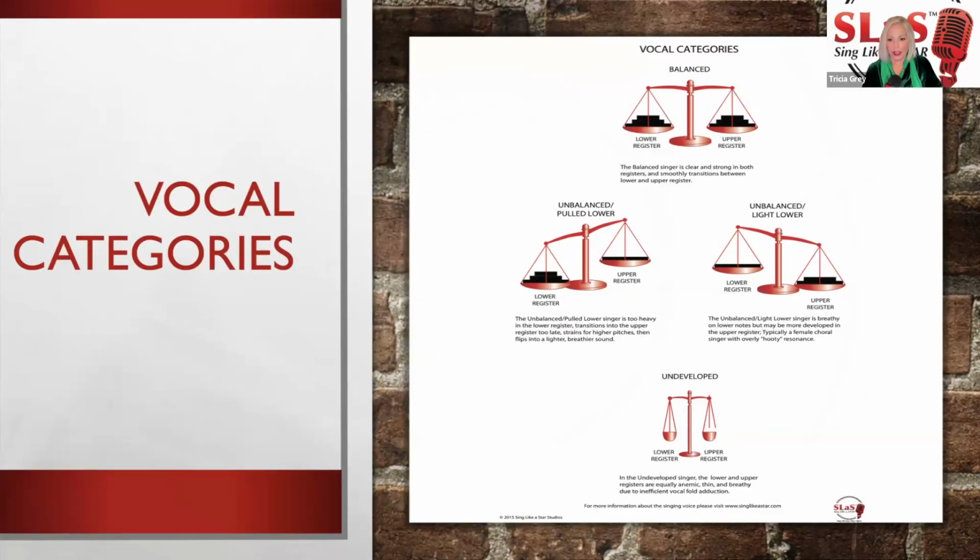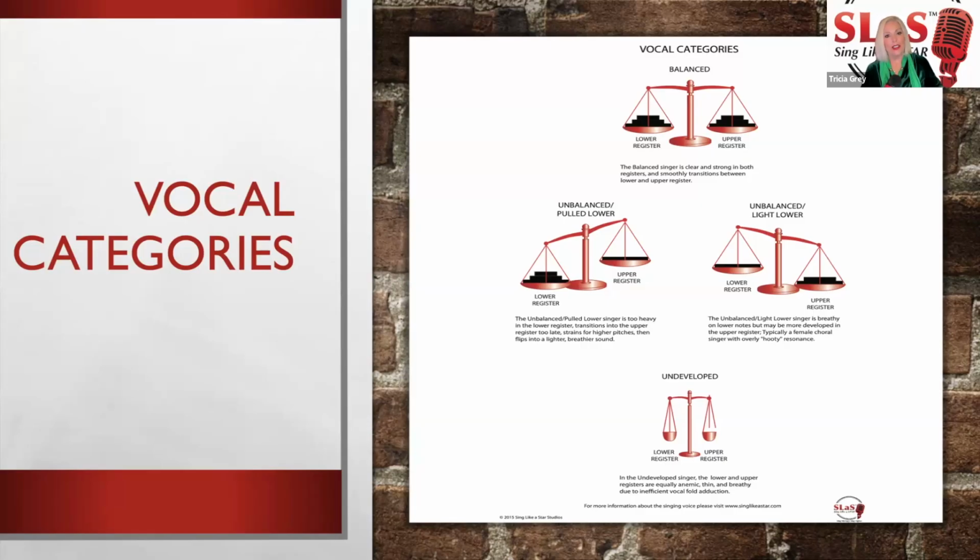The balanced singer is clear and strong in both registers and smoothly transitions between lower and upper register. The unbalanced pulled lower singer is too heavy in the lower register, transitions into the upper register too late, strains for higher pitches, and then flips into a light, breathy sound. The unbalanced light lower category singer is breathy on the lower notes, but may be more developed in the upper register, typically a female choral singer with an overly hooty type resonance. And the undeveloped singer, the lower and upper registers are equally anemic, thin, and breathy due to inefficient vocal fold adduction and support.